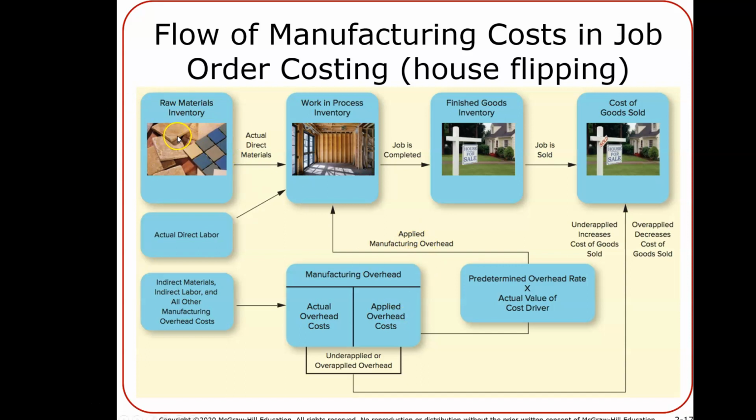The company purchases raw materials. It goes into raw materials inventory. That actual direct materials is posted to work in process inventory. This is where everything that we're working on is. So we've got three or four houses in construction, then all of the costs will go into there. When the job's completed, it goes to finished goods, and the house is put up for sale, and then when it's sold, it goes to cost of goods sold.